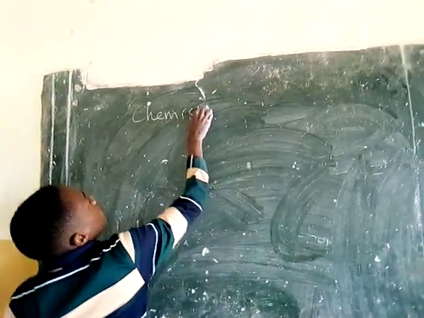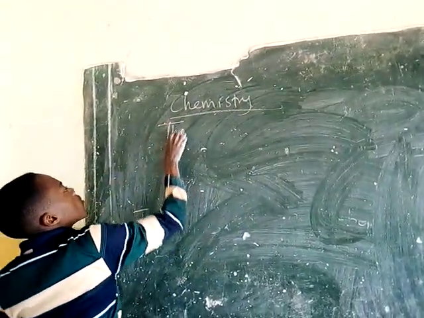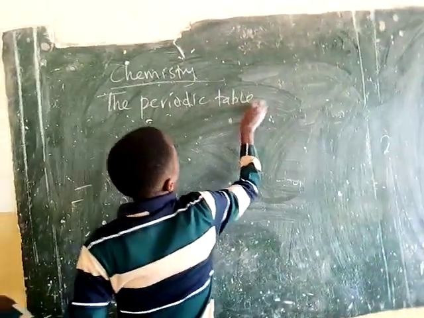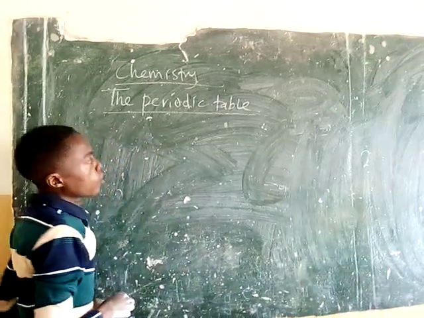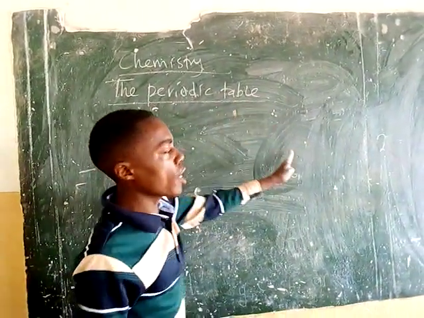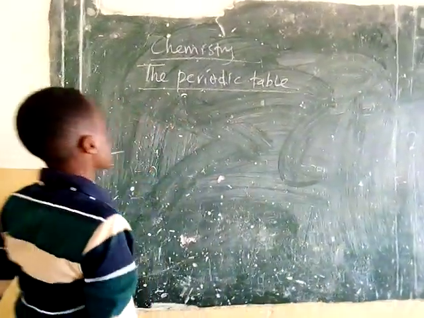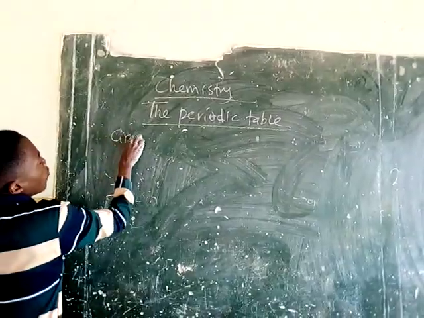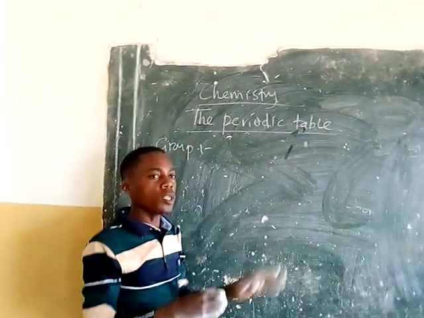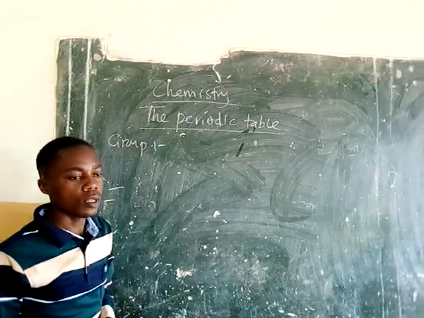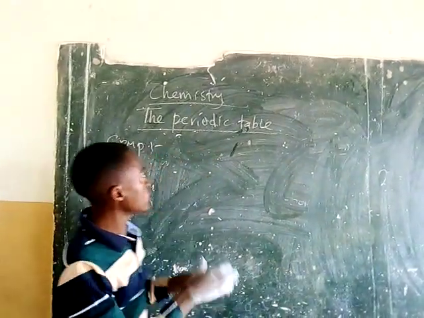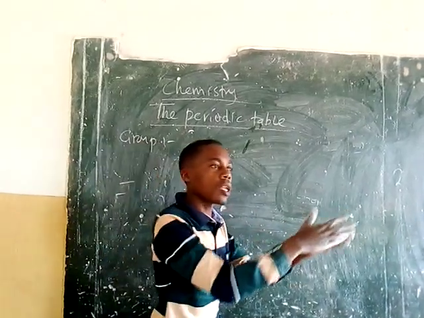We are going to look at the periodic table. The periodic table contains 8 groups, group 1 to group 0. Now, the periodic table is a list of elements arranged according to the order of atomic numbers.